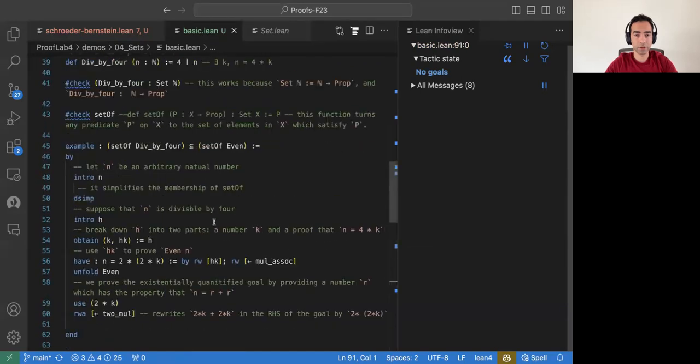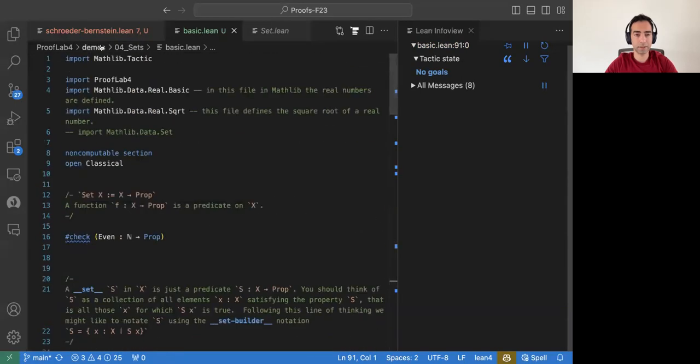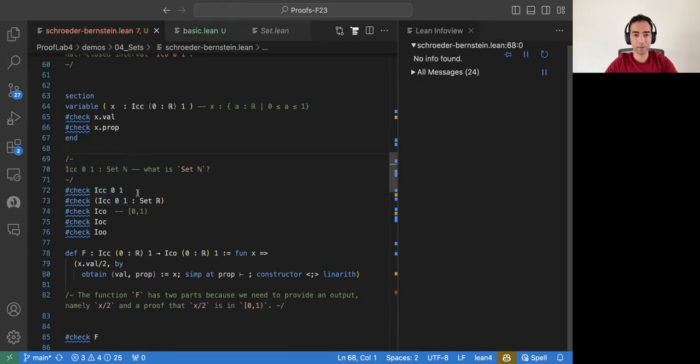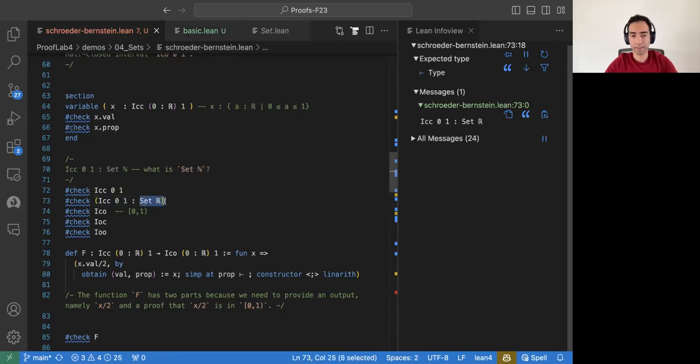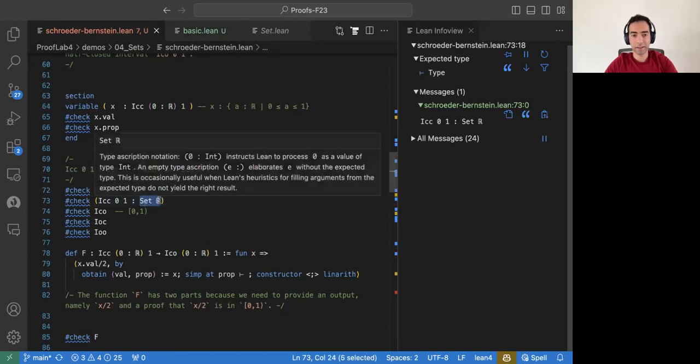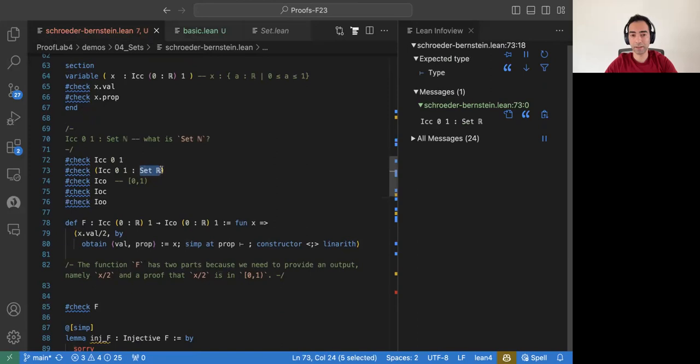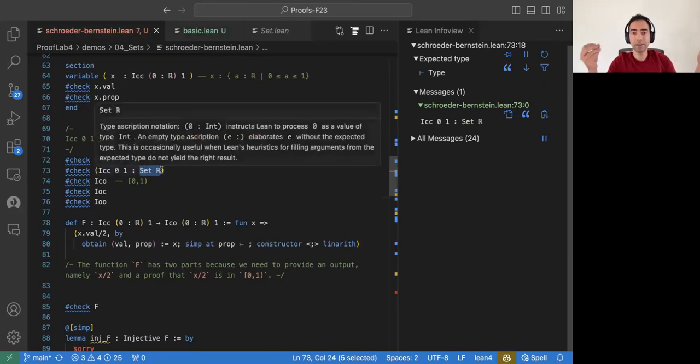And what we essentially did, so let me recap what we did. We were in this file, Schroeder-Bernstein. We wanted to understand this ICC. The type of ICC was set N or set R or whatever, right? We didn't know what this thing means. And hopefully now we have some idea what set means. So in this case, it means it's just a subset of the real line, right? Which satisfy the property that they are between 0 and 1.